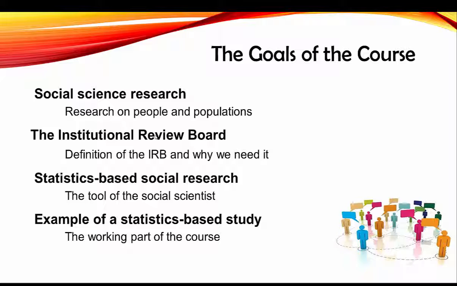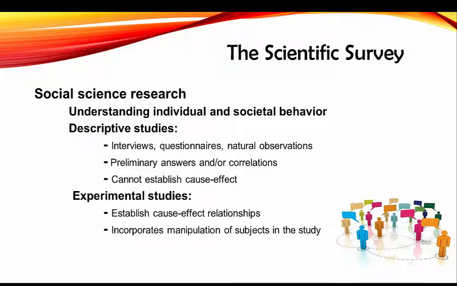Next, we'll discuss statistical-based social science research, and at the end, we'll present an example case of a well-designed survey that appeared in the literature recently. This course should not only help you formulate your own surveys, but should facilitate an overall understanding of what constitutes a good survey. The goal of any social science research is to understand individual and societal behaviors.